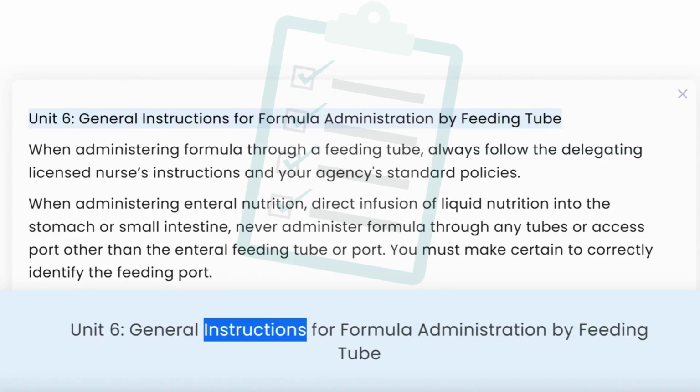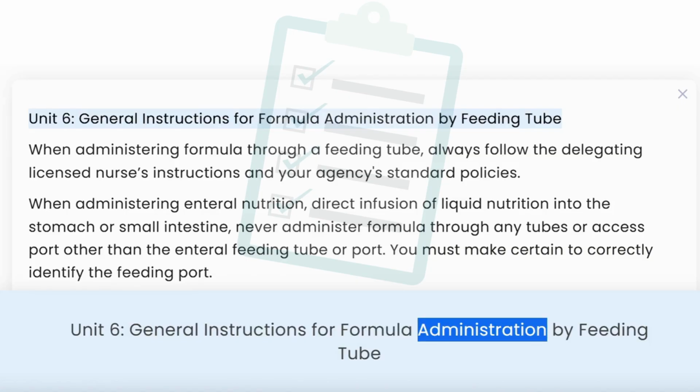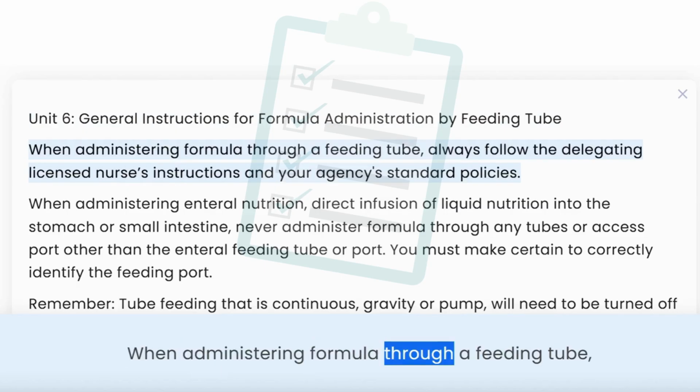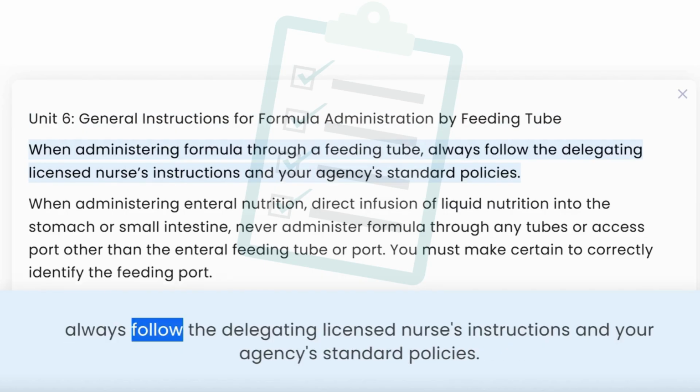Unit 6, General Instructions for Formula Administration by Feeding Tube. When administering formula through a feeding tube, always follow the delegating licensed nurse's instructions and your agency's standard policies.